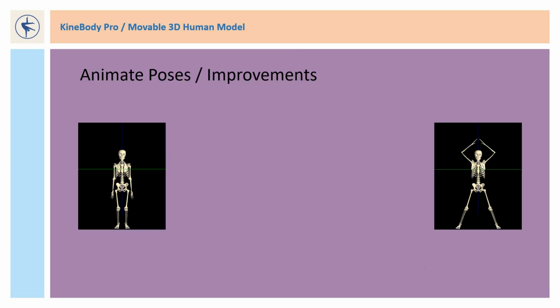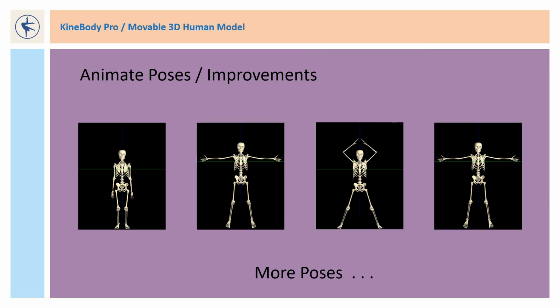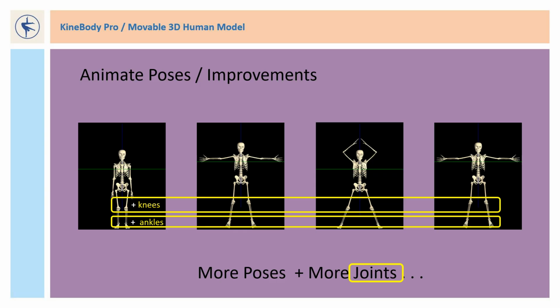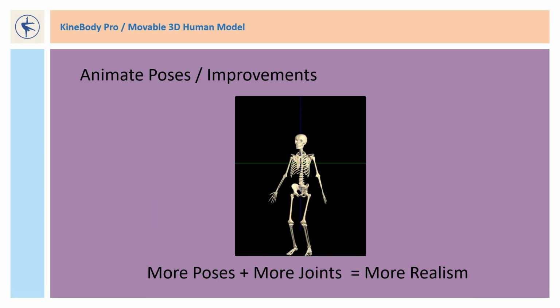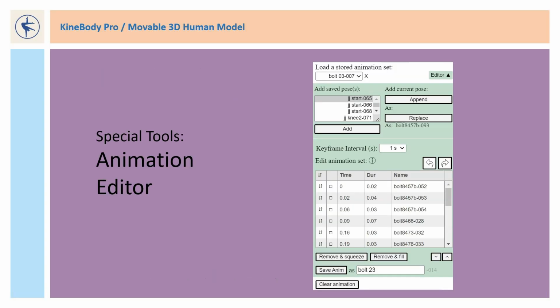Although you can build a simple animation with just 2 poses, for enhanced realism you might want to include more poses and additional joint movements, or adjust the timing. To help you with these tasks, the app includes special tools such as a tabular editor to insert or remove poses, or to modify the timing.